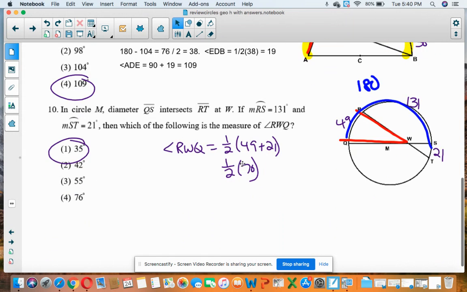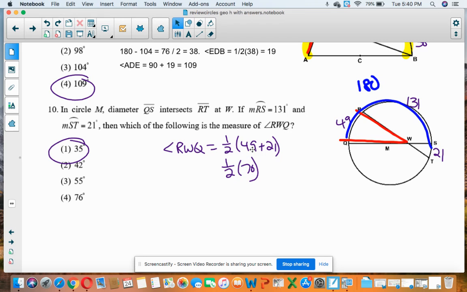Number 10, I'm trying to find angle RWQ. That's what I have highlighted in red right here. That's not a central angle, it's not an inscribed angle. But remember the rule, when I have an angle that's inside a circle, the angle is 1/2 the sum of the arcs.